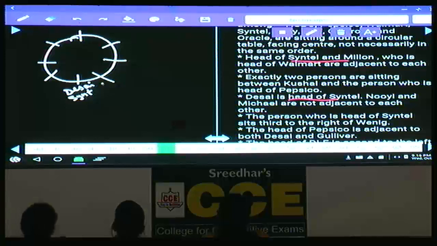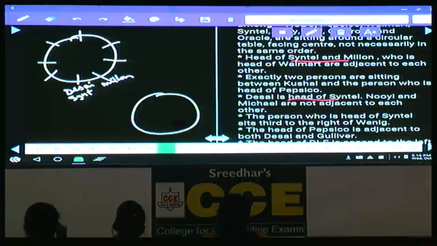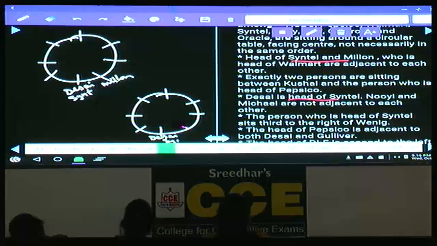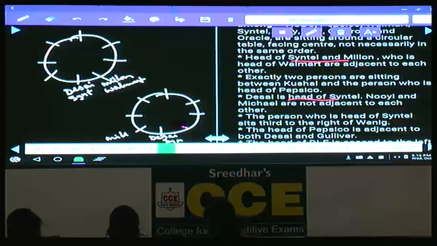Now Millen is the name of a person, isn't it? Millen can be either on the left hand side or on the right hand side. How many possibilities? 2 possibilities. As this is Desai, and this company is Sintel, and the person is Millen. Millen is here. Now Millen is head of Walmart. Sintel and Walmart heads are adjacent to each other.